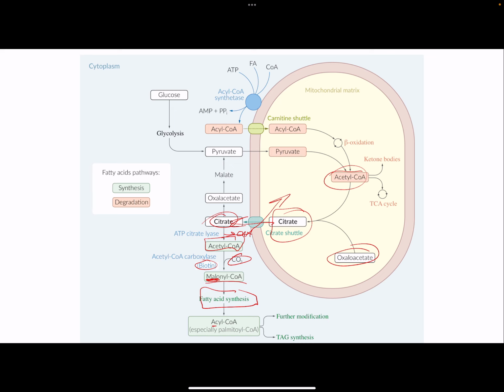Now we have an acyl-CoA. Acyl just means fatty acid. Probably palmitate, 16 carbons long. Now this could happen again. We said this can happen in lactating breast tissue. This can happen in fats. Let's just imagine this one's happening in the liver.